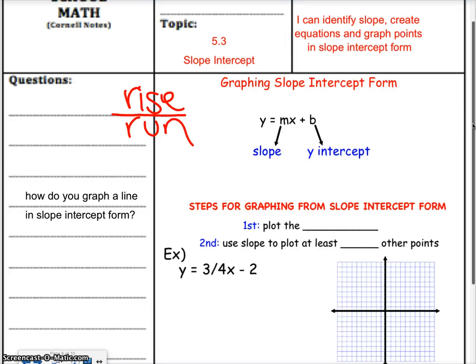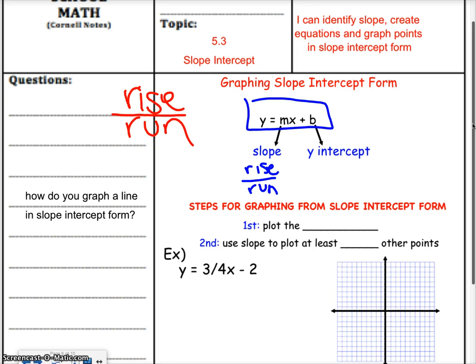Okay, so we are moving on to graphing with slope-intercept. Reminder, slope-intercept is y equals mx plus b. The m is the slope. Slope is rise over run. And the y-intercept is the b, which is where it crosses the y-axis.